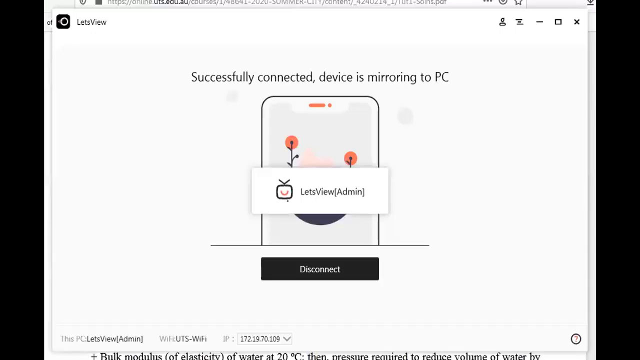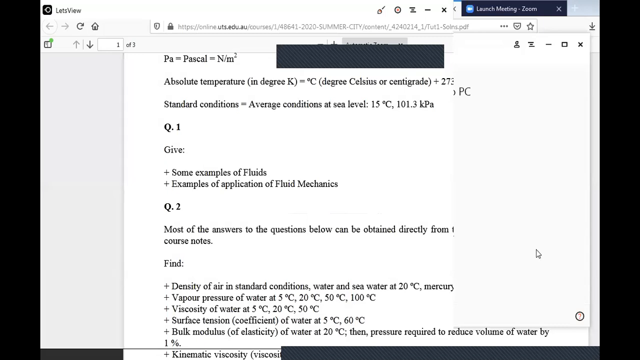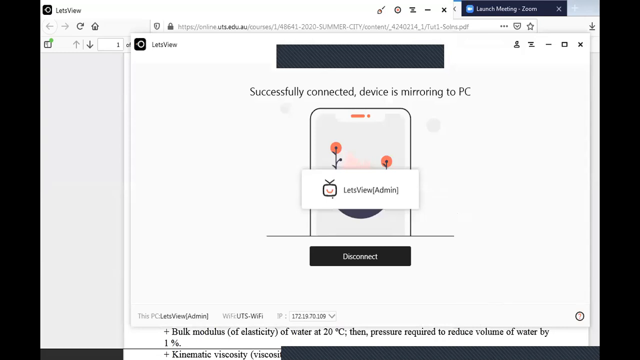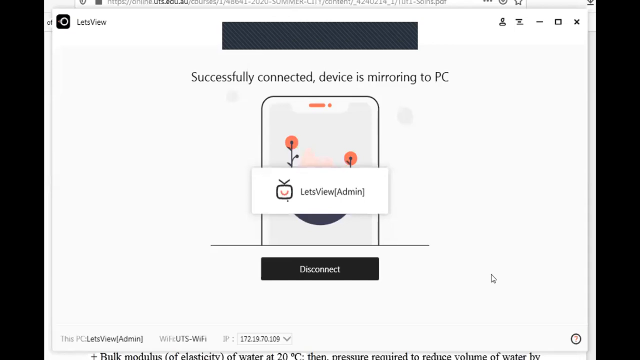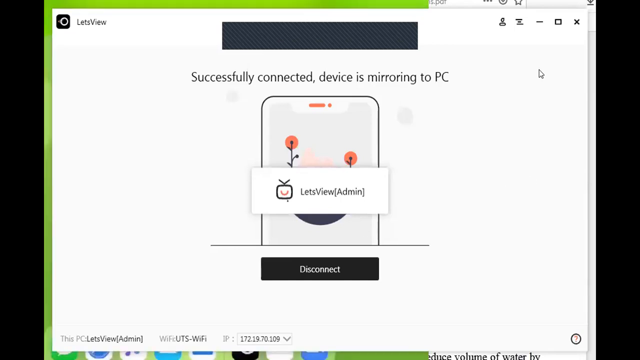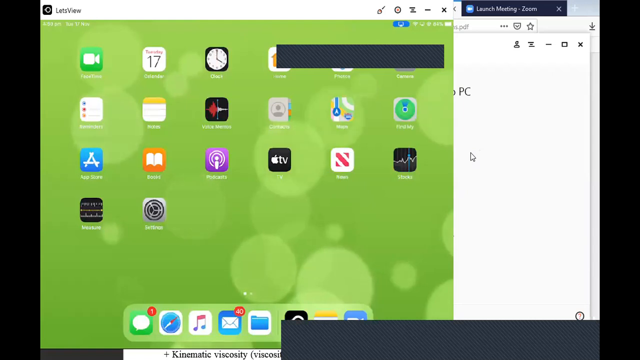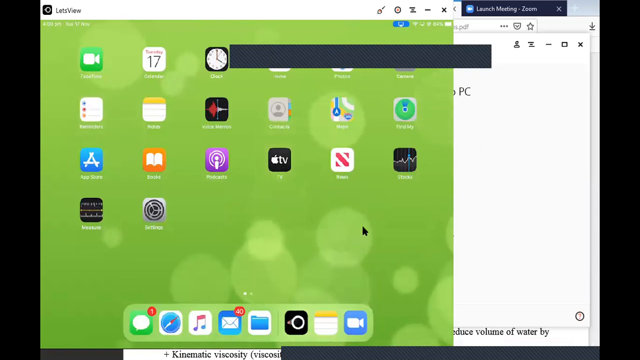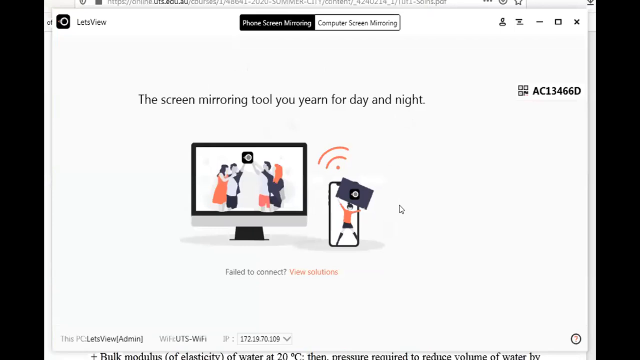Oh no. Let me see what's the problem. What's the problem with this one? Okay. It's stuck here. It's frozen. Reconnect again. Sorry, something is wrong.